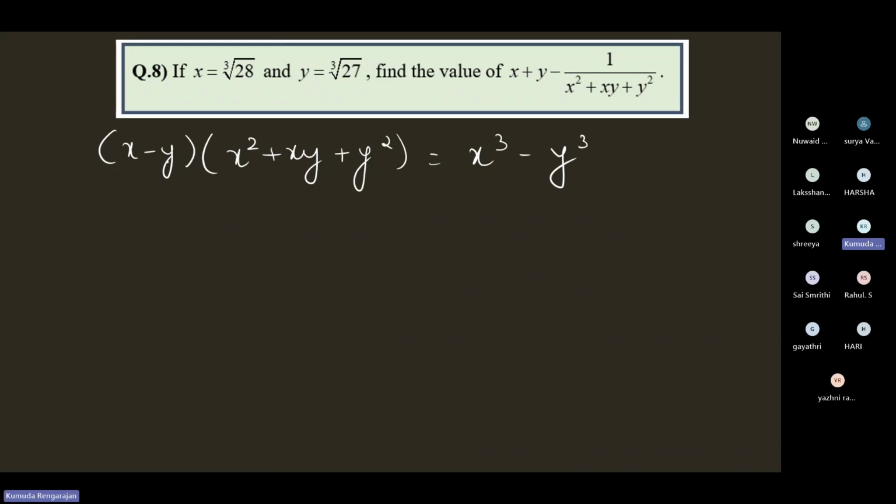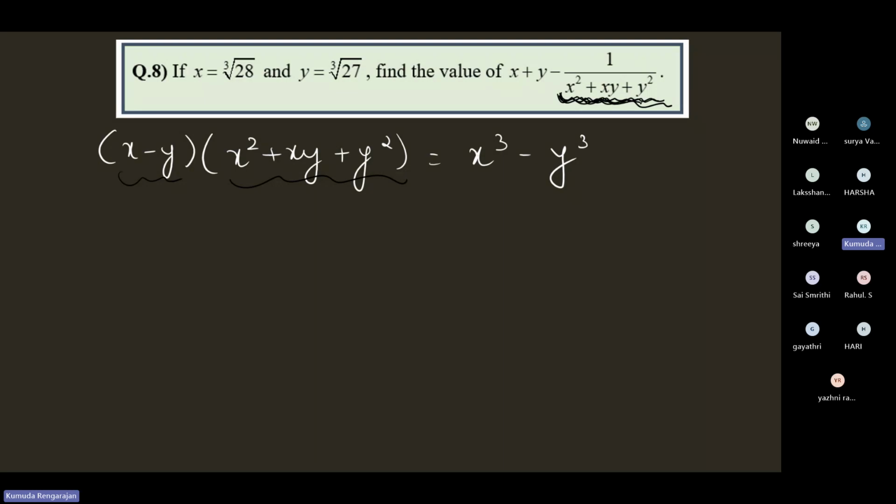So this is the identity, x minus y into x squared plus xy plus y squared is equal to x cubed minus y cubed. Now, why are we talking about this identity? Because we have a part of it here, x squared plus xy plus y squared. Now, why is this alone? Why is it not along with this? So you're like, it's incomplete.